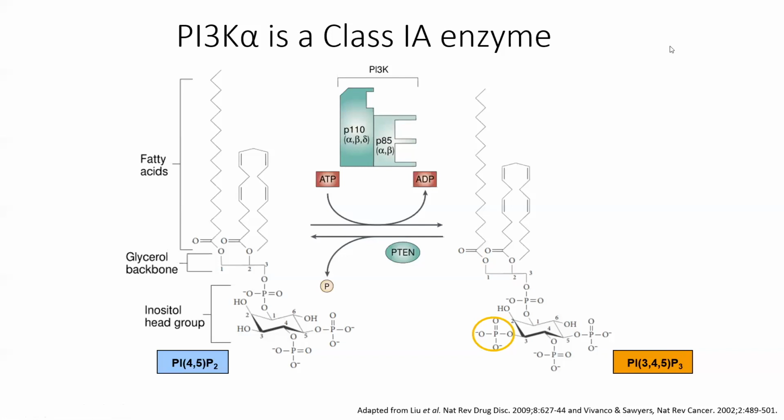And this regulation of PIP3 to PIP2 can be modulated by the phosphatase and tensin homolog enzyme, which is PTEN.